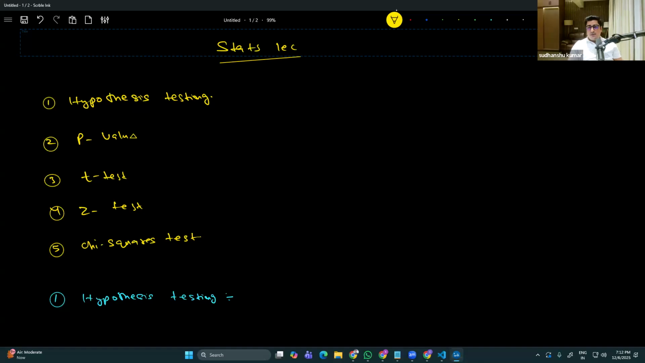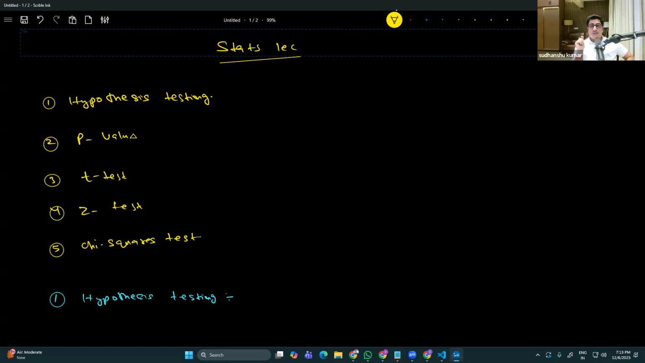The same thing is going to happen in a world of hypothesis testing. For example, maybe there is a company that packages chips. We all eat chips, a packaged item. They are claiming that every packet has 50 grams of chips. Let's assume every packet will have 50 grams of chips.